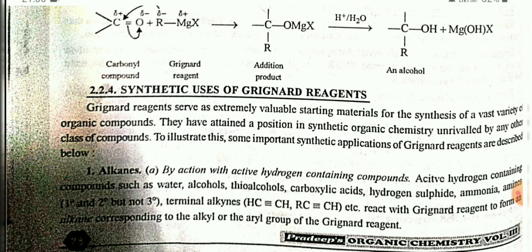Heading 2.2.4 Synthetic uses of Grignard reagents. Grignard reagents serve as extremely valuable starting materials for the synthesis of a vast variety of organic compounds. They have attained a position in synthetic organic chemistry unrivaled by any other class of compounds. To illustrate this, some important synthetic applications of Grignard reagent are described below.